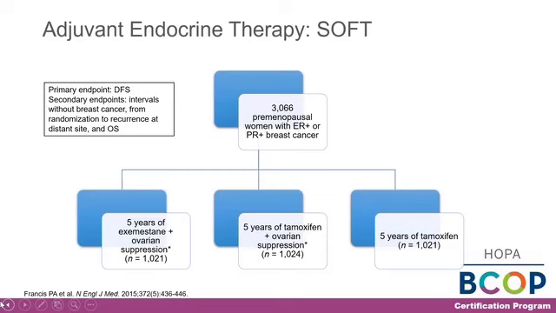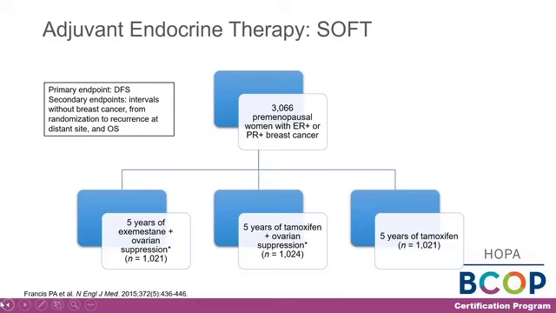If somebody was postmenopausal at time of diagnosis, they received an aromatase inhibitor, or switch therapy between tamoxifen and an aromatase inhibitor, as a previous table showed. But with some more recent data, those recommendations have changed, and so I'm going to go through a couple of those studies now. One of the first studies I'm going to go through is the SOFT study.